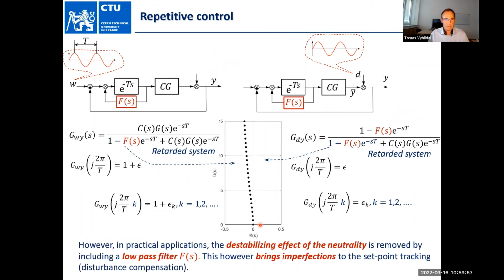So what is done in practice is that we use a filter in the feedback of the repetitive compensator, but it deteriorates the compensation at high frequencies. In the literature we can find some works to design more advanced repetitive controllers which can have more roots on the imaginary axis. But still we can have a problem with designing the controller, even if we solve this problem.